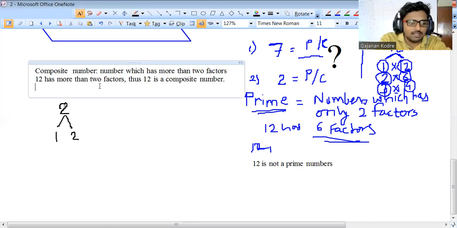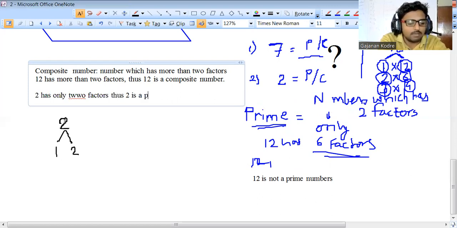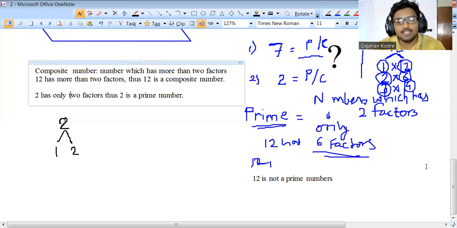So here we can write, number 2 has only 2 factors. Only 2 factors. Thus, 2 is a prime number. I hope you all are clear with the difference between prime and composite numbers. Okay. So now we are going to find the list of it.